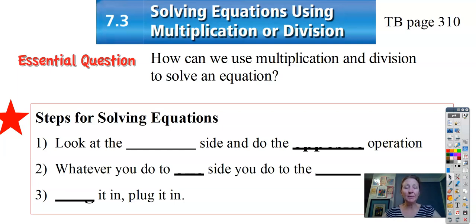It was 7.3, the first lesson. I called it 7.3a, solving equations using multiplication or division. The essential question is, how can we use multiplication and division to solve an equation?